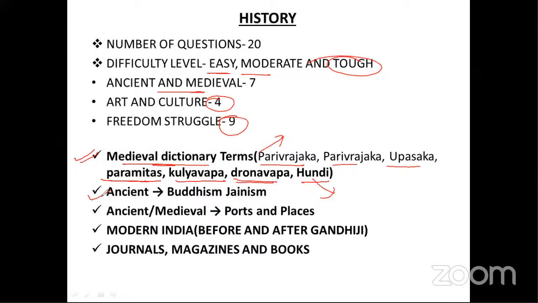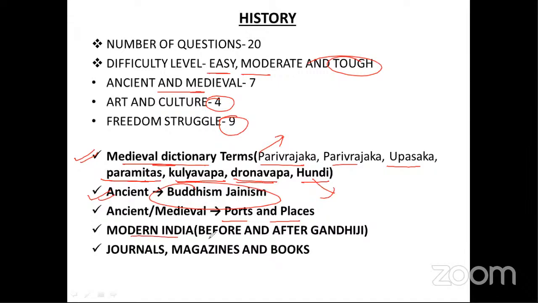Okay, again, an important topic of ancient history is Buddhism and Jainism, the favorite part. Every year UPSC asks questions from Buddhism and Jainism. So this is one favorite part of UPSC. You can cover this from the NCERT book. Then ancient and medieval ports and places. See, economic significance and how district administration developed at that time, direct questions are being asked on that.